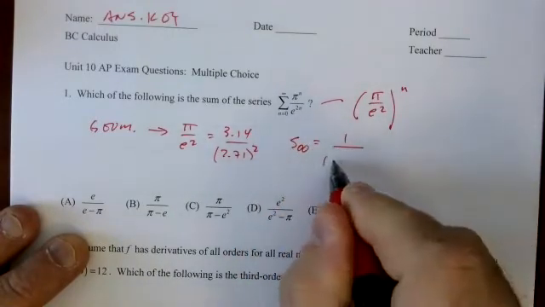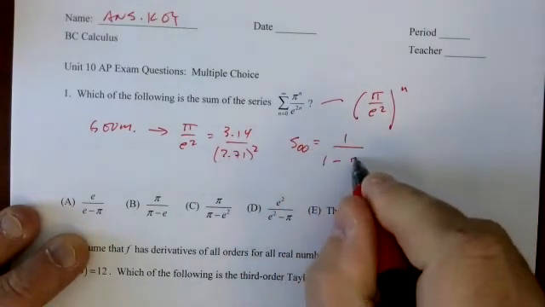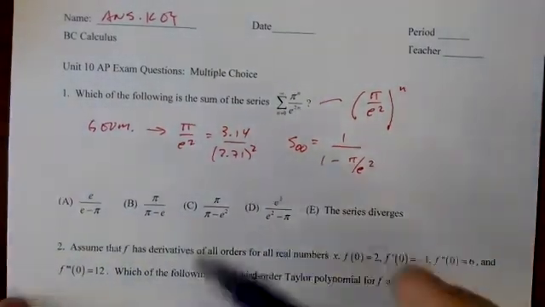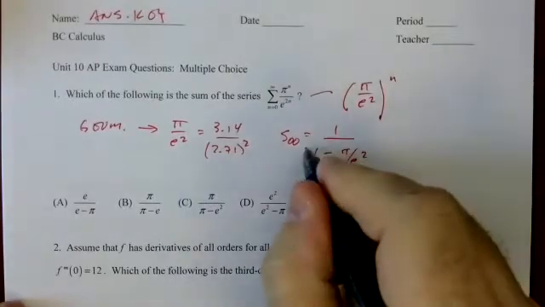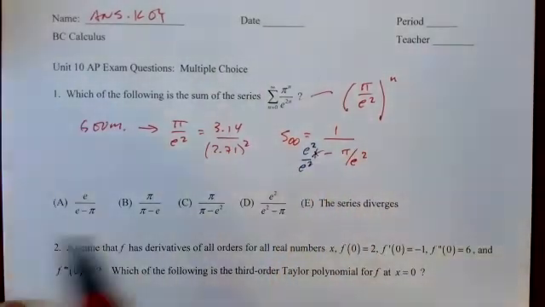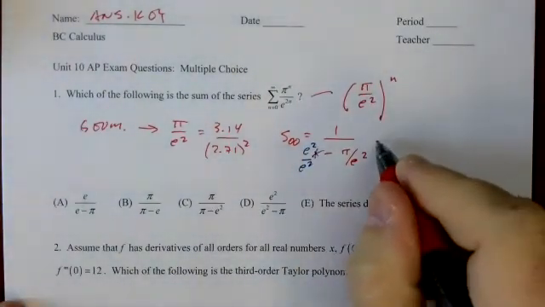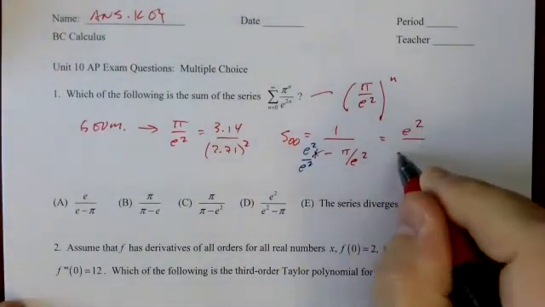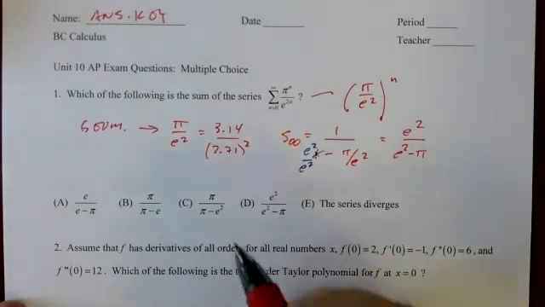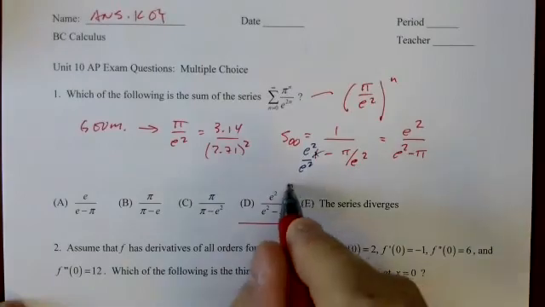1 over 1 minus pi over e squared, multiplied by e squared over e squared, ends up with e squared over e squared minus pi. Hey, check it out, I got it right. That's always fun.